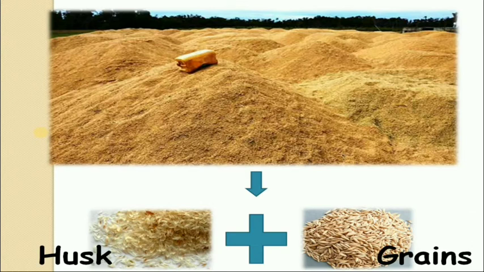So now we need to separate this husk from the grains. For this we need to select a quality from these. They are nearly the same color and nearly the same size, but they have different weights. Grains have more weight when compared to the husk. We can use that to separate the substances. That is called winnowing.